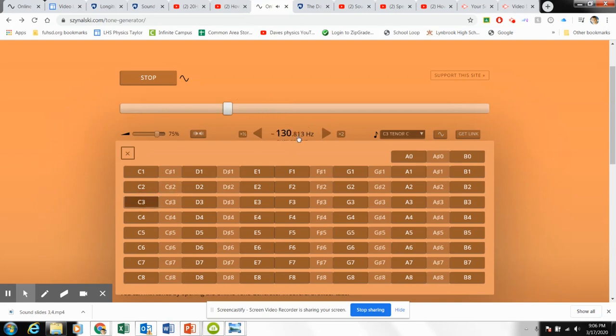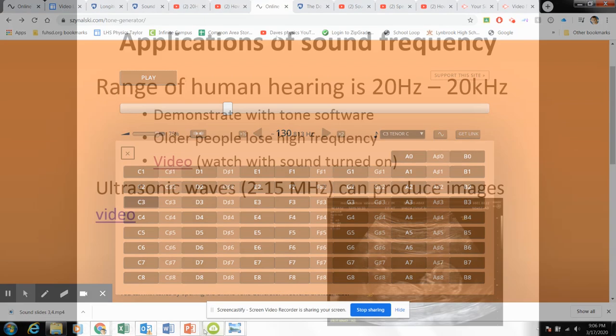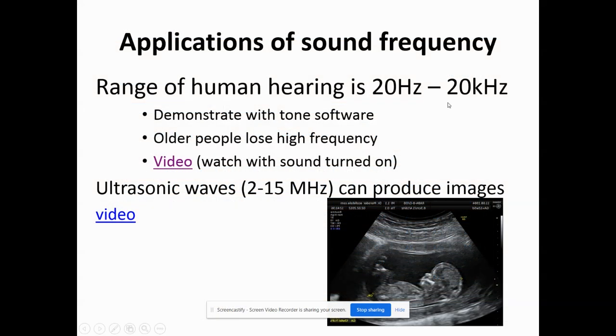And what you notice is when you double the frequency, here we've got 130.8. I doubled it to 261. Doubled it to 523. You might recognize that. When you double the frequency, you go up by an octave. So our range of human hearing is from about 20 hertz up to about 20,000 hertz for good ears. Let's go back to the tone generator software.